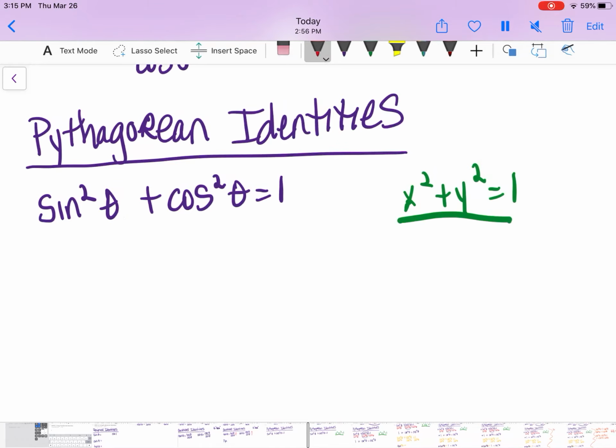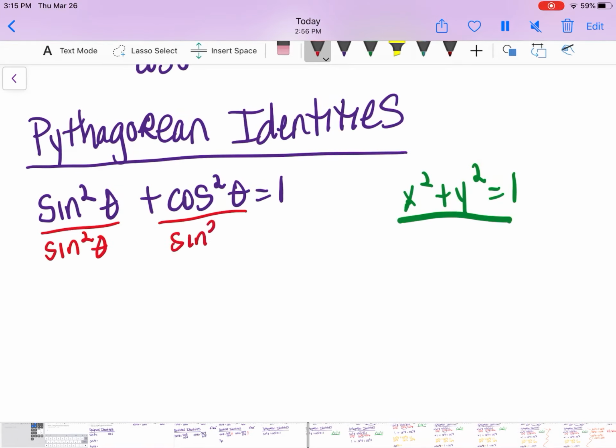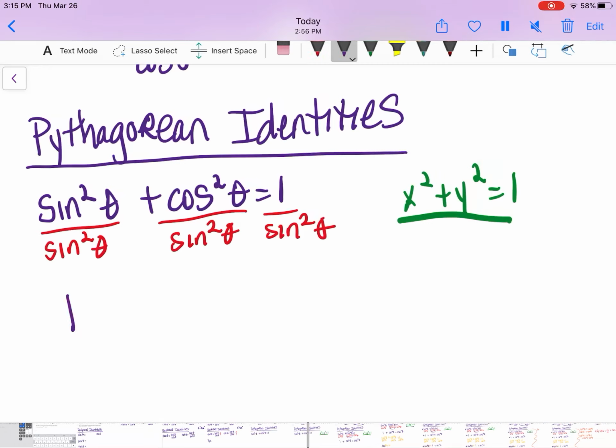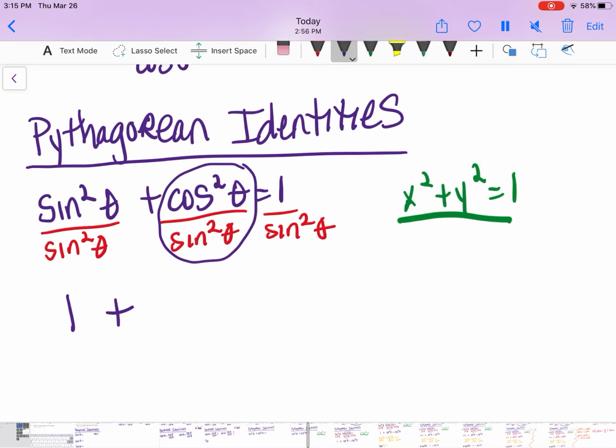So if you take that identity, let's divide everything by the first term, sine squared theta. If you divide both sides of the equation by sine squared theta, then the first term, sine squared theta over sine squared theta, those cancel out, and that reduces down to just 1. Now, cosine squared theta over sine squared theta.